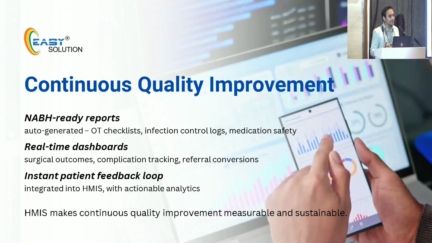When we go to the next C, that is continuous quality improvement. All of us have to go with the NABH. Systems nowadays are very capable of helping you in NABH assessments and reassessments. They can give you the OT checklist, turnaround time reporting, clinical audit reports, infection control logs, medication safety reports, and other things as well. The system can also provide real-time dashboards to understand what is happening on the flow, and an instant patient feedback loop integrated into the HMIS with actionable analytics.